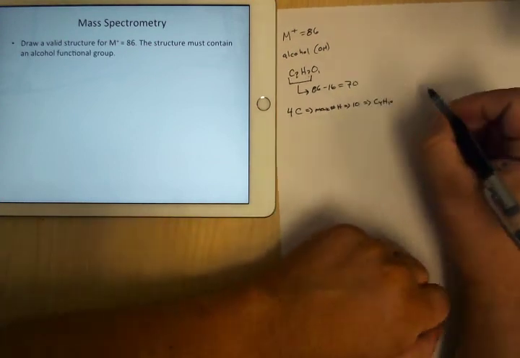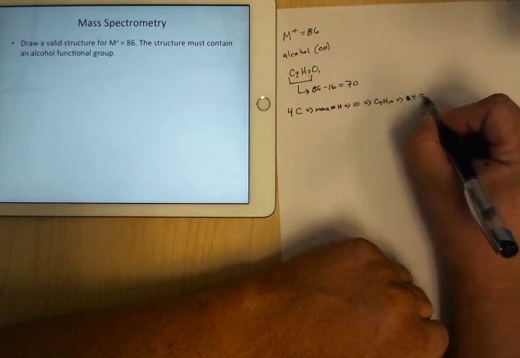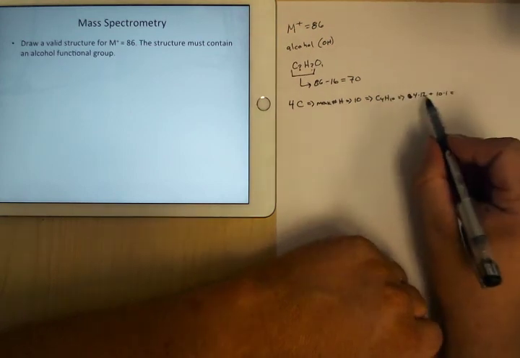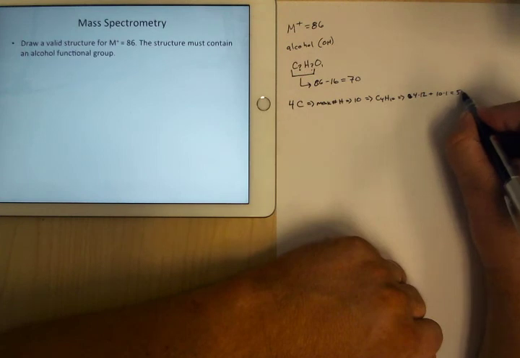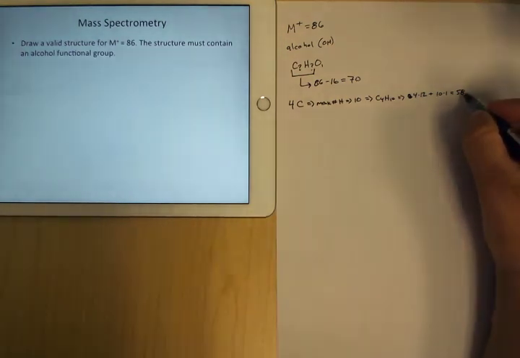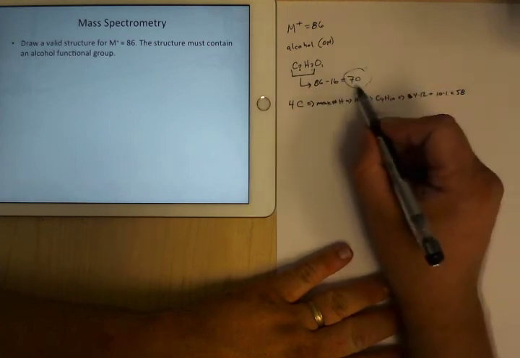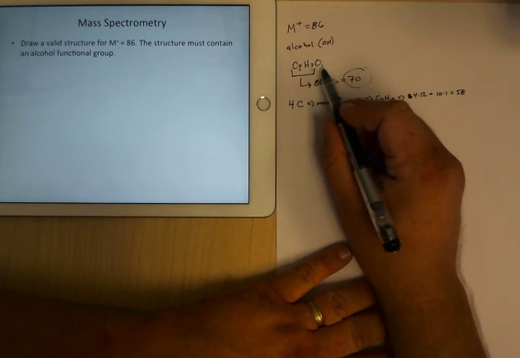So for that, it's 4 times 12, plus 10 times 1. So it'd be 48 plus 10, so 58. Oop, we're getting close. So that's the max it could be. We can't add more because we're trying to get to the 70, not the 86, because we already know that 16 of that is the oxygen.